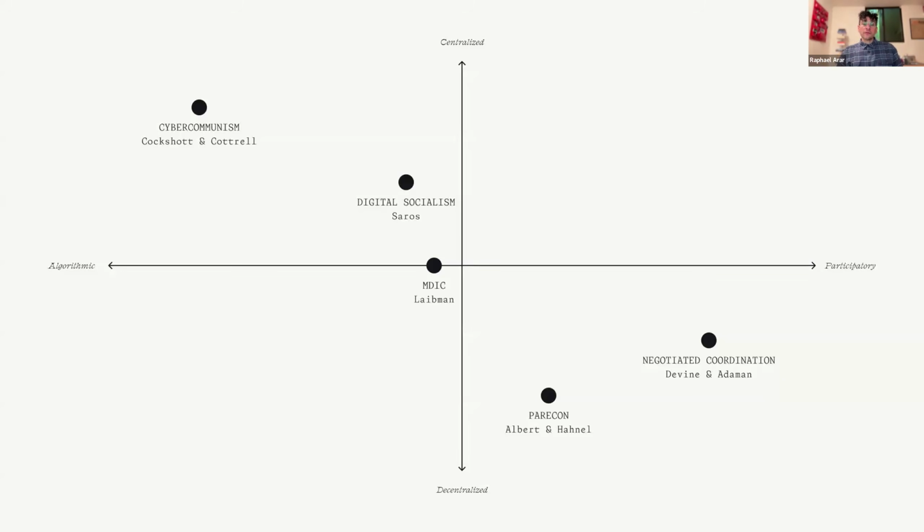Okay, so this is a map of the models, at least the ones that we'll be focusing on today. So there's five that I wanted to highlight, and I've plotted them on two axes. The vertical is really how centralized the decision-making process is. The horizontal is how much it relies on algorithmic versus participatory mechanisms. And each model sits somewhere on this grid, and the position tells you something about the trade-offs that they're making.